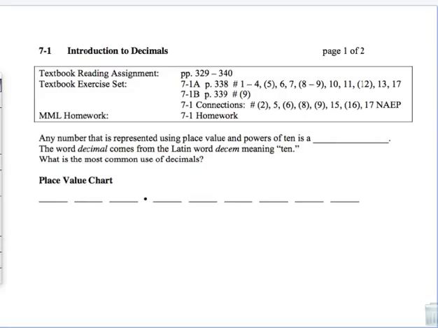In Chapter 7, we move into decimals, and if you look at the beginning of your notes, it says any number that is represented using place value and powers of 10 is a decimal. The word decimal comes from the Latin word decim, meaning 10. What is the most common use of decimals?